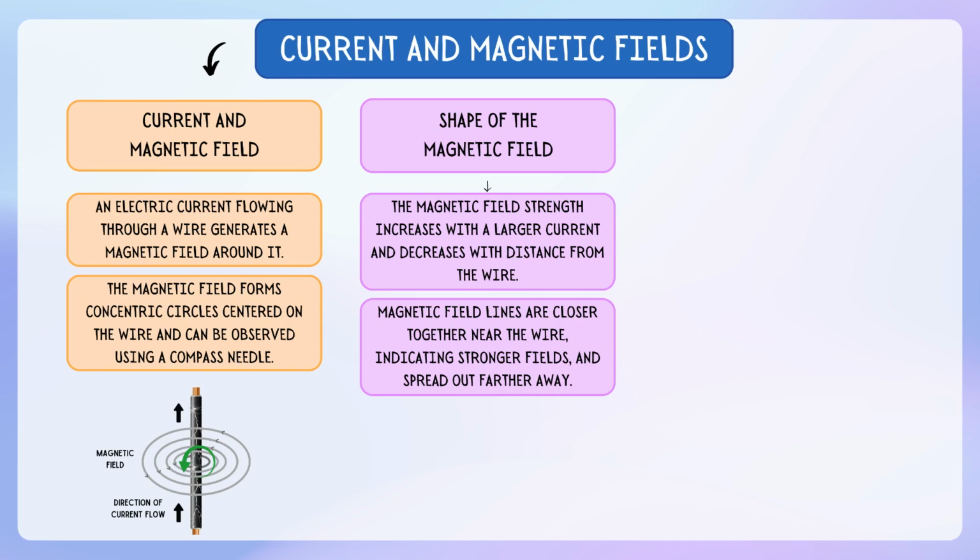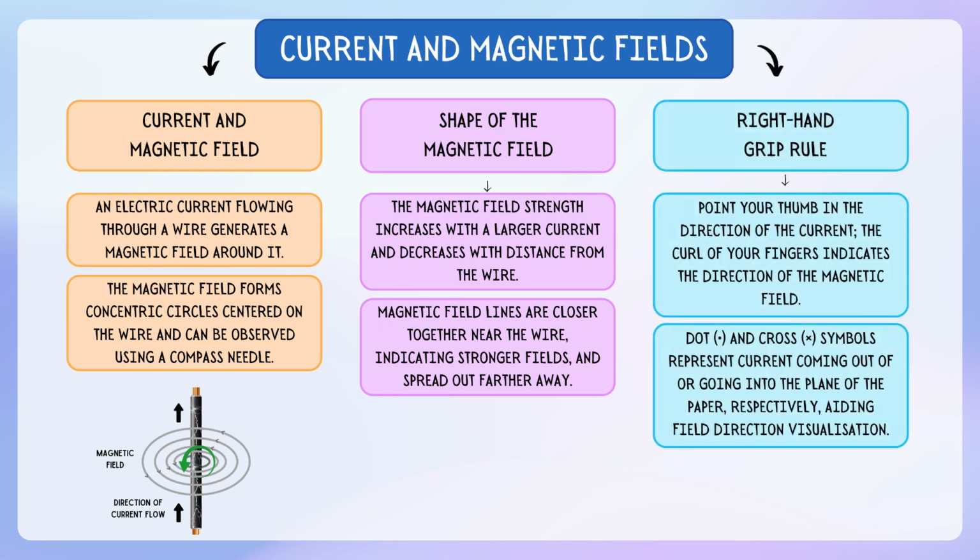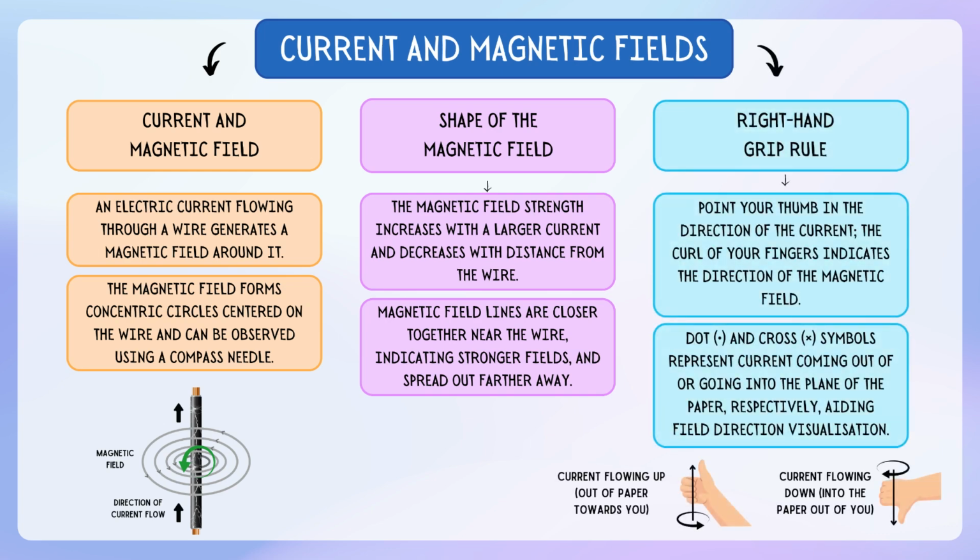To determine the magnetic field's direction, we introduced the right-hand grip rule, a practical method that uses the orientation of your fingers and thumb. This knowledge enhances our understanding of electromagnetism and the interrelation between electric currents and magnetic fields.